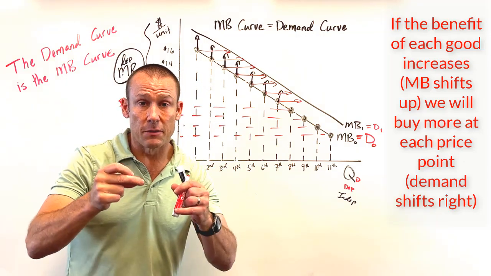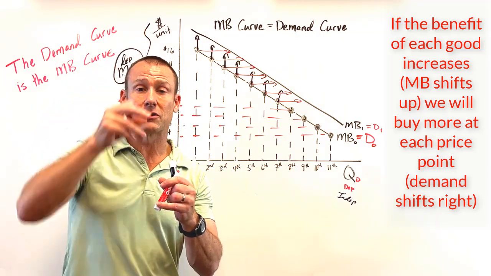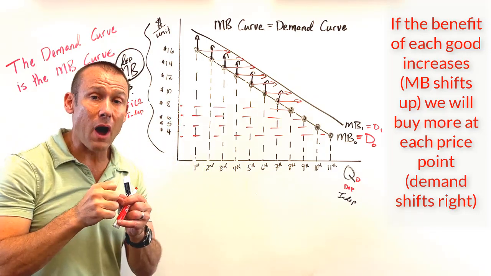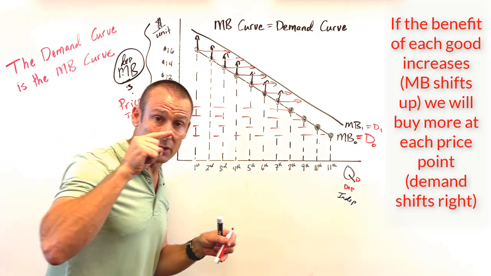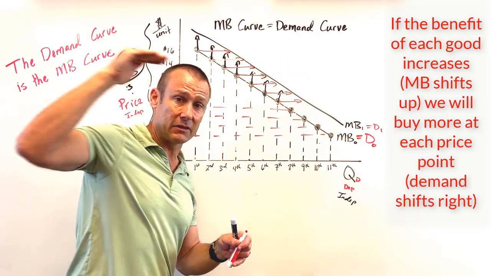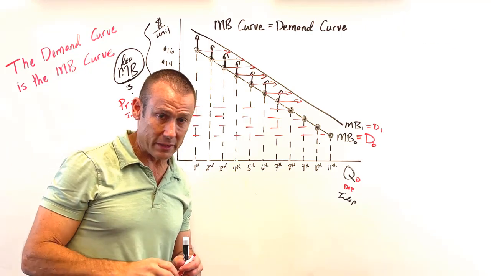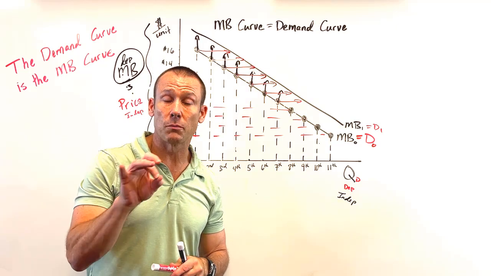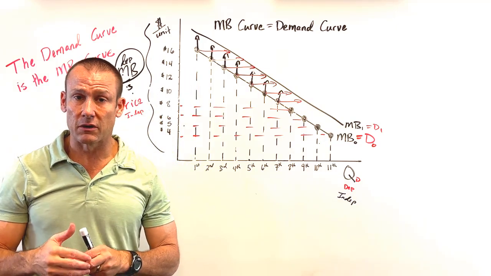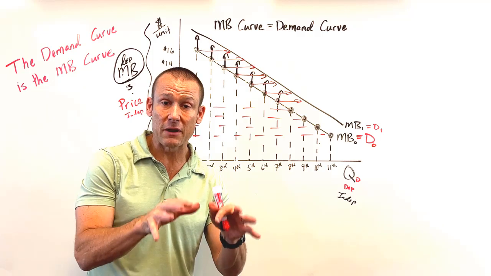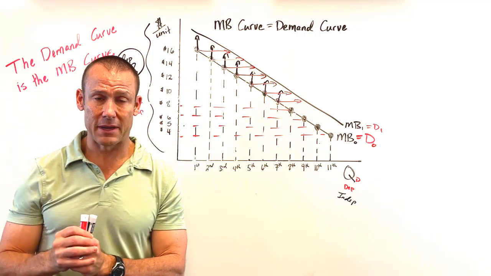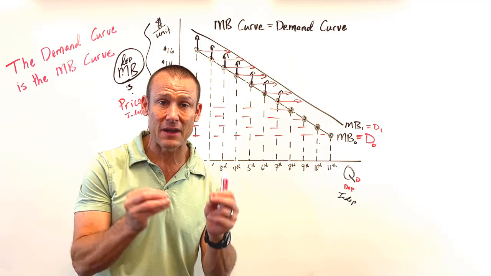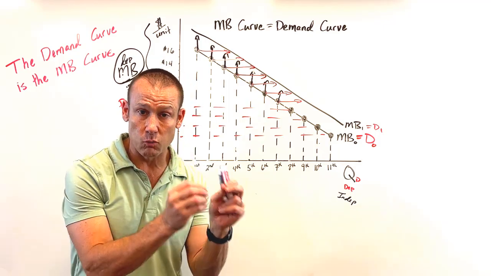So let me say that again. The marginal benefit of each good went up. So now the quantity we're going to demand is going to increase at all our different price points. This curve, you can see it as two things. You can see it as the marginal benefit curve or the demand curve. In fact, I like to say the marginal benefit curve is the foundation of the demand curve, okay? It's why the demand curve is where the demand curve is at. It is the foundation. They are one and the same. You can see it as one or the other.